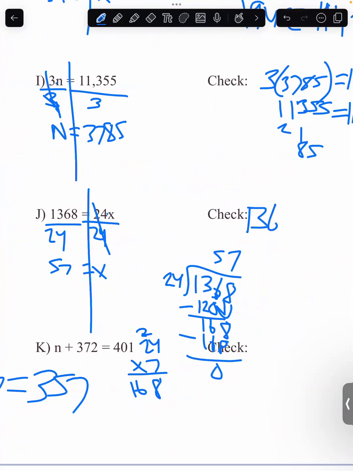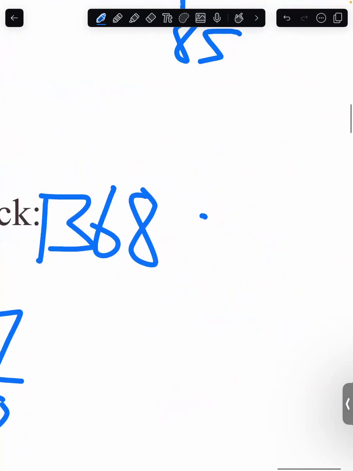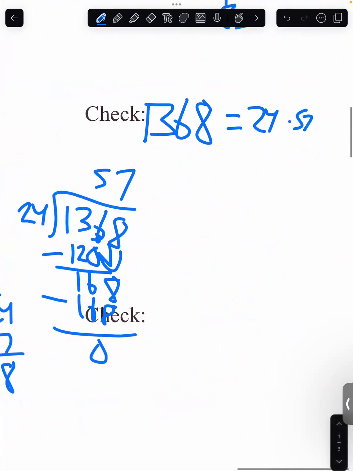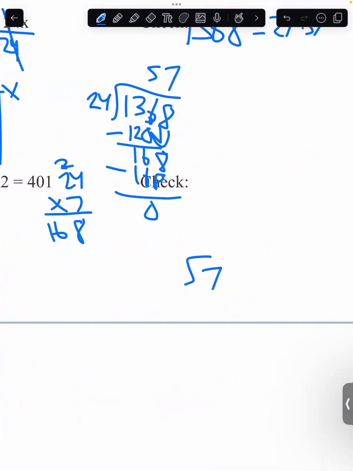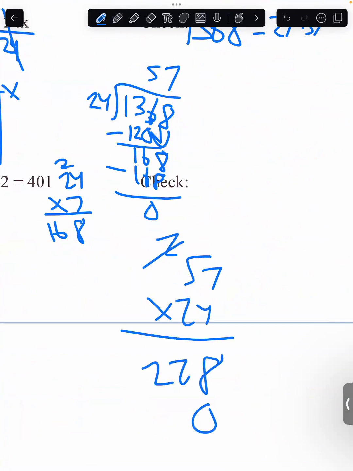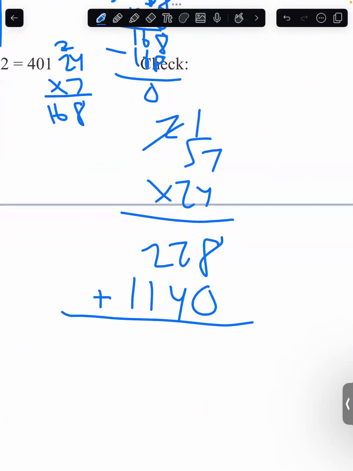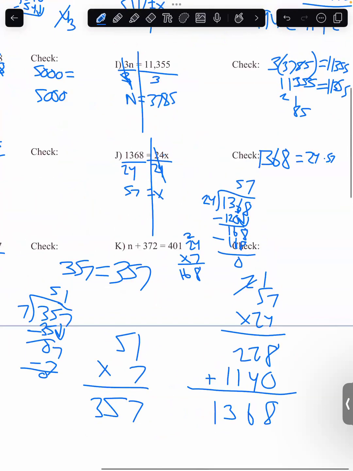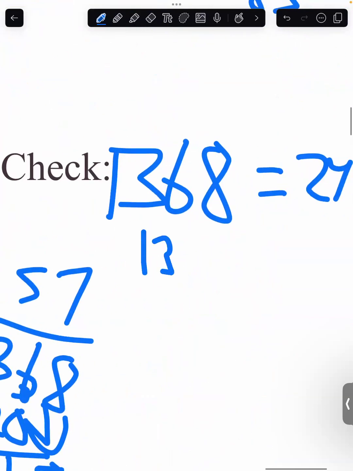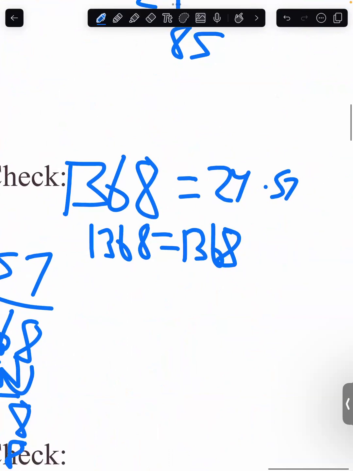So 1368 equals 24 times 57. It's 57 times 24. And that's 28, 20, 22, 14, 10, 11. Okay, so that's 1368. So 1368 equals 1368. Great.